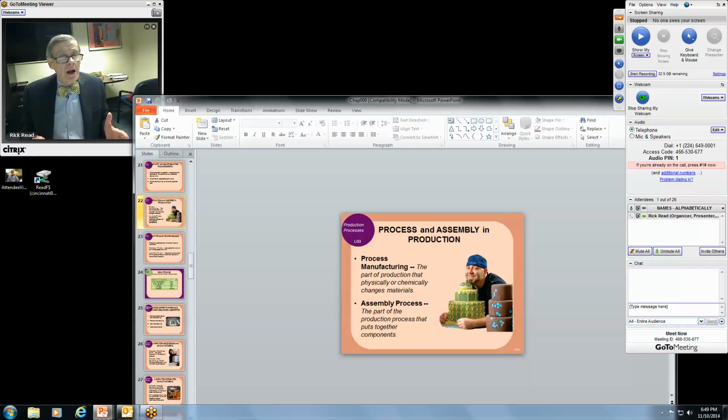A couple of kinds of process and assembly of production. You have process manufacturing and you have assembly process. Process manufacturing is where you bring something in and you chemically change it to something different. I also physically changed it. I just keyed on the word chemical because I guess that's kind of how I think. Doesn't mean I'm right, I just think that way. The assembly process takes those components and puts them together and makes a whole. So we have two: process manufacturing, and then the assembly process.